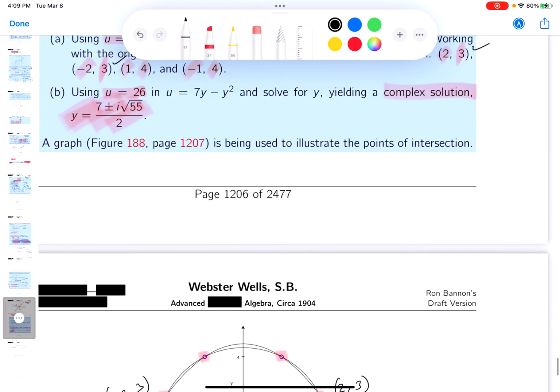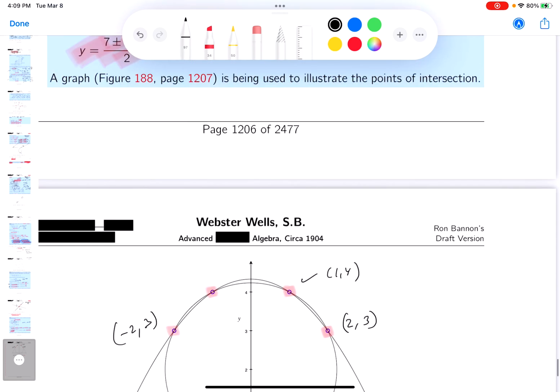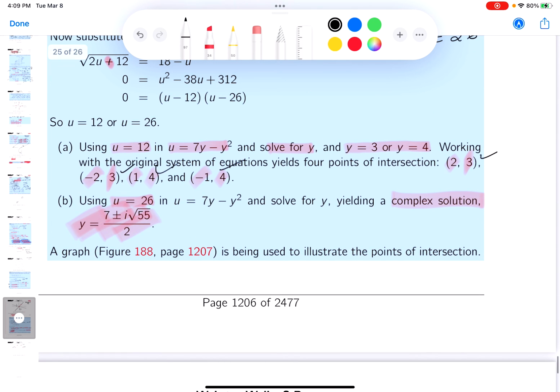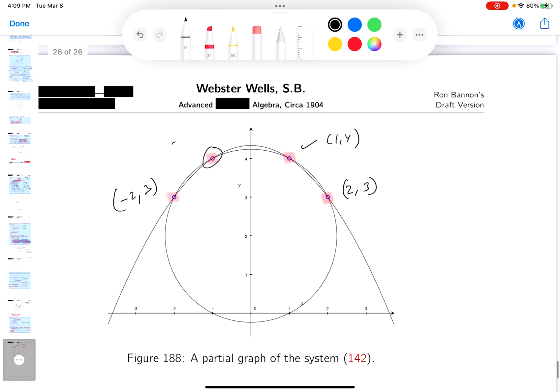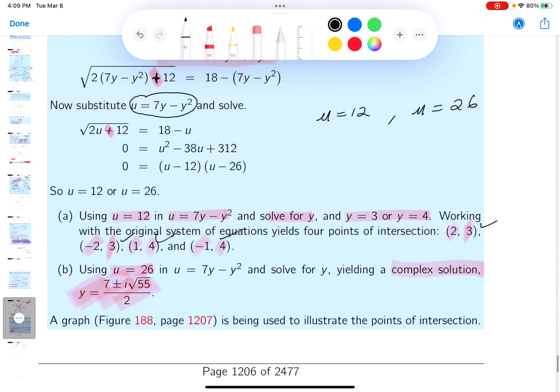And then 1, 4. This is 1, 4. Right, I got that one down. And the other one is going to be minus 1, 4. And that's right over here. Okay. It's fine. All right, with those couple of errors that I made, which are corrected, you're not going to see those. Things are working well.